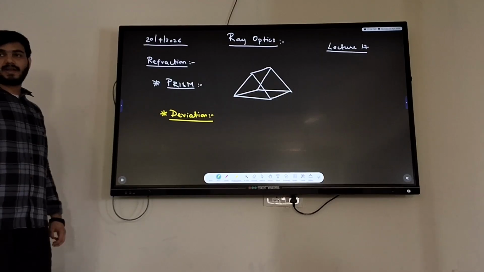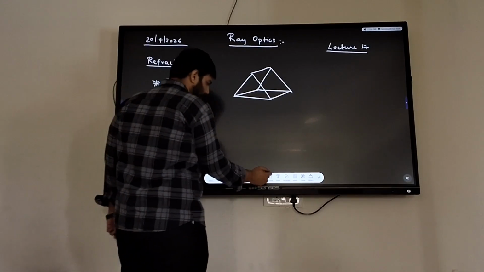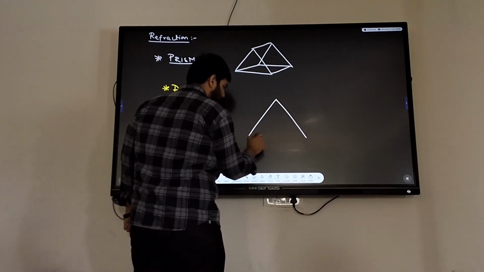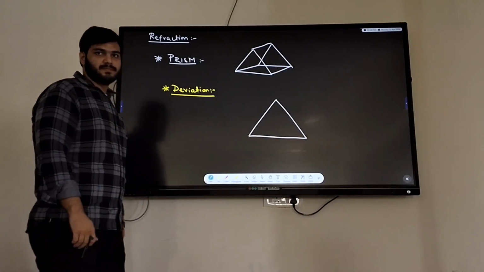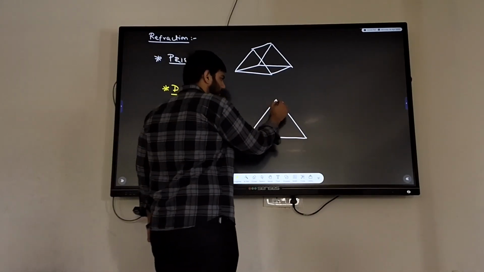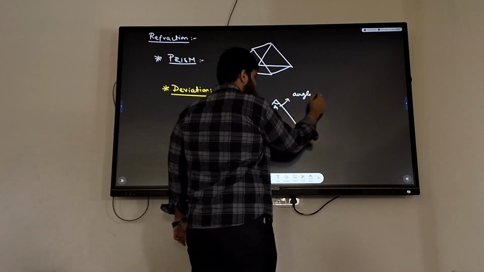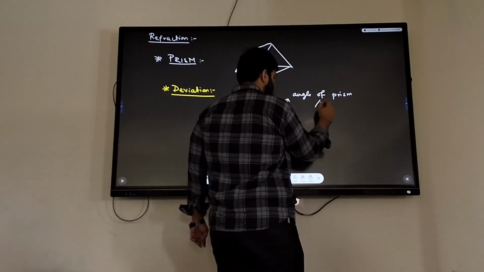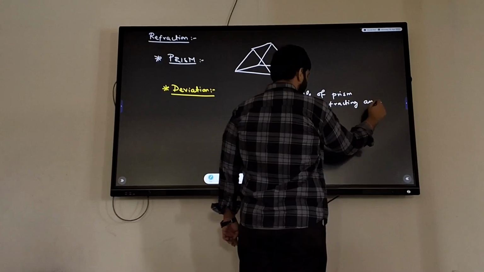I will make one diagram which we will keep coming back to every time. The diagram is something like this. I am making a triangle now. This is my prism basically. It has some angle A. I will call this angle the angle of prism, or the refracting angle of prism.